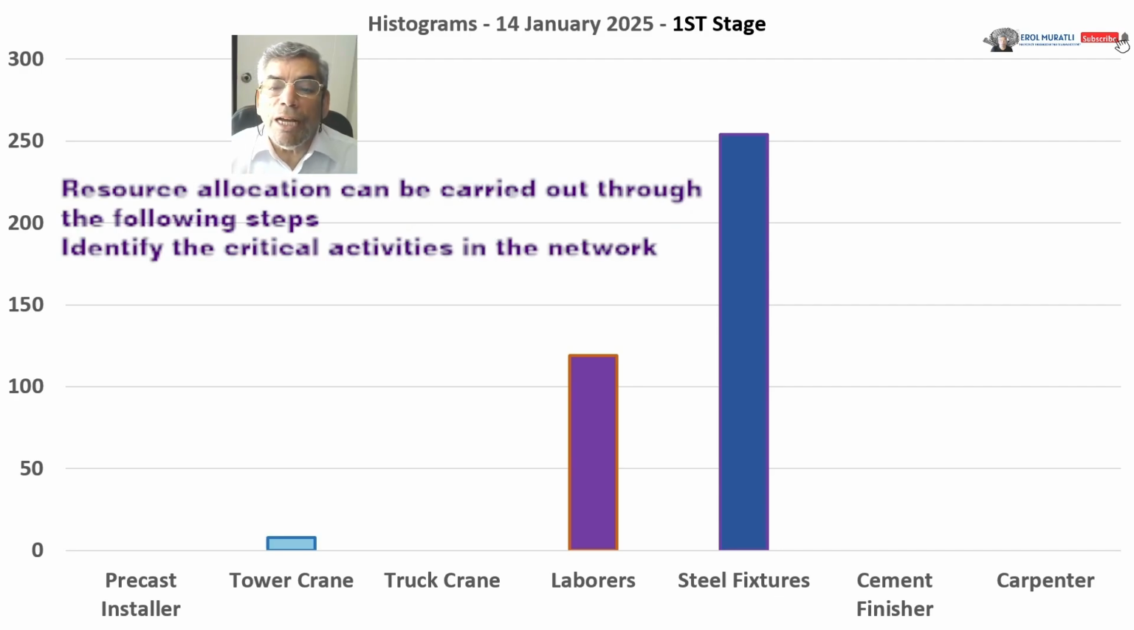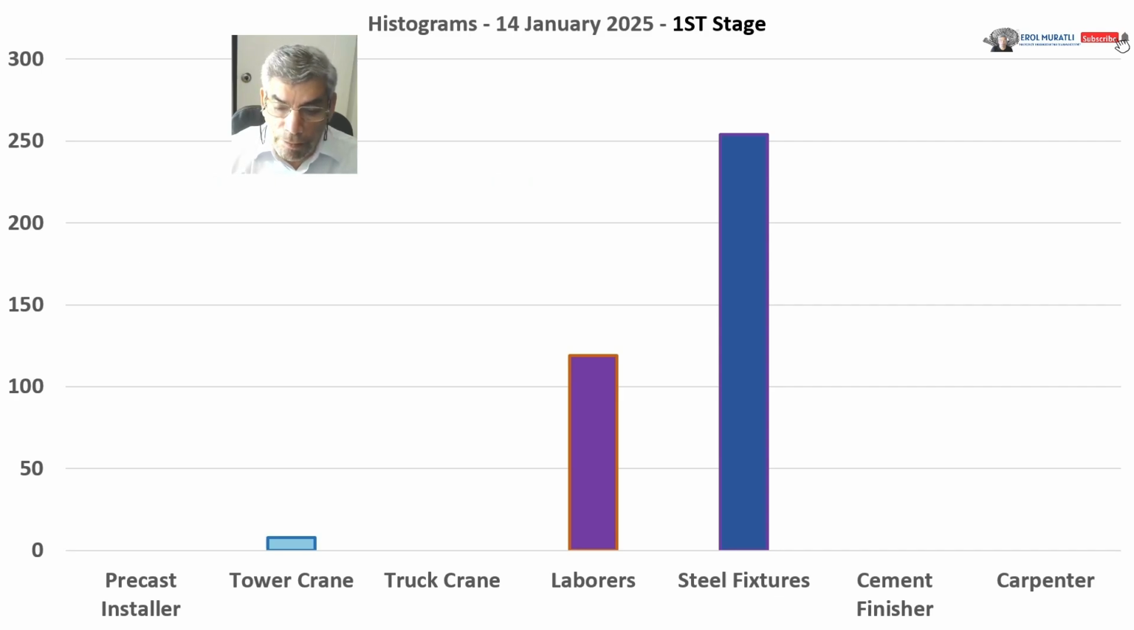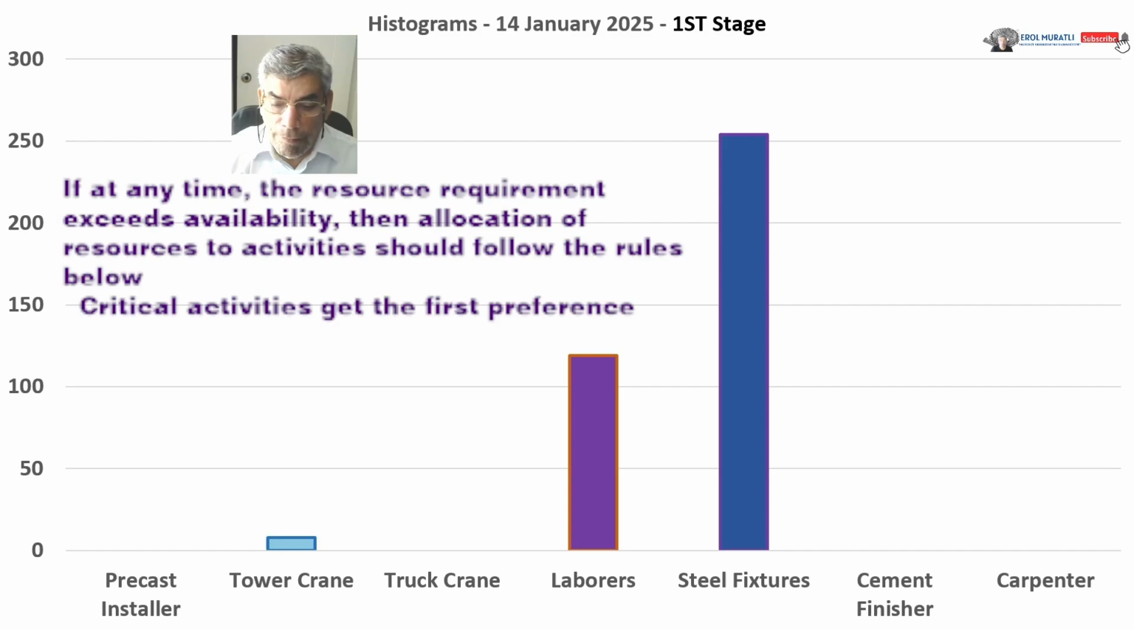Resource allocation can be carried out through the following steps. Identify the critical activities in the network. Allocate the resources day-wise. If at any time the resource requirement exceeds availability, then allocation of resources to activities should follow the rules below.